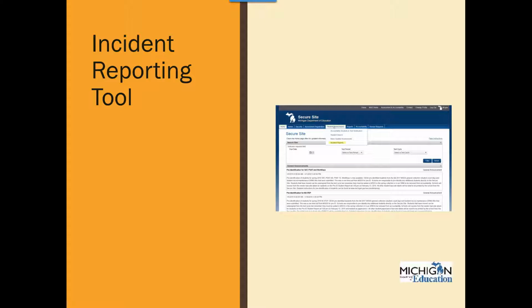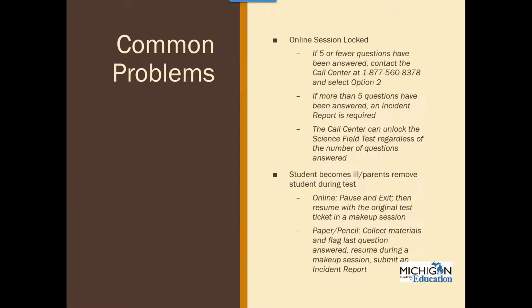Directions about what category and subcategory should be used based on your situation can be found in the incident reporting table in the MSTEP Test Administration Manual. This table is organized based on the incident categories listed in the drop-down menu of the secure site.